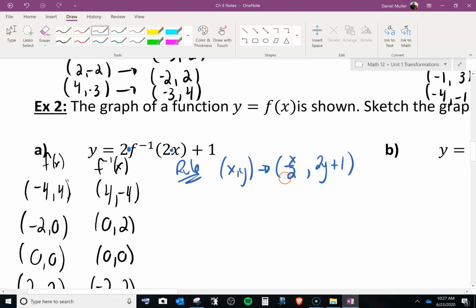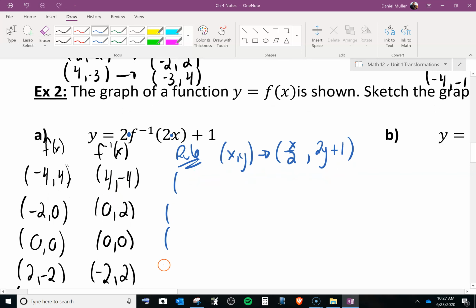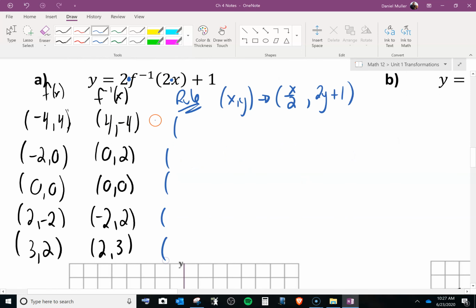And so now I can do this to all of my points. So all of my x's need to be just cut in half, divided by 2. So 4 divided by 2 is 2, 0 cut in half, still 0, 0 cut in half, still 0, negative 2 cut in half, negative 1, 2 divided by 2, 1. Now the y's are doubled, and then we're going to add 1. So this will be negative 8 plus 1 is negative 7. Doubled is 4 plus 1 is 5. Double 0 is still 0 plus 1 is 1. 2 doubled is 4 plus 1 is 5. And this will become a 6 plus 1, which is 7.